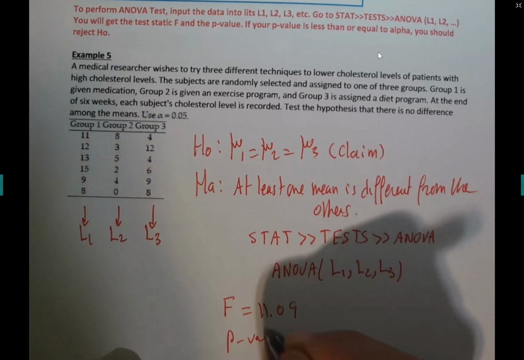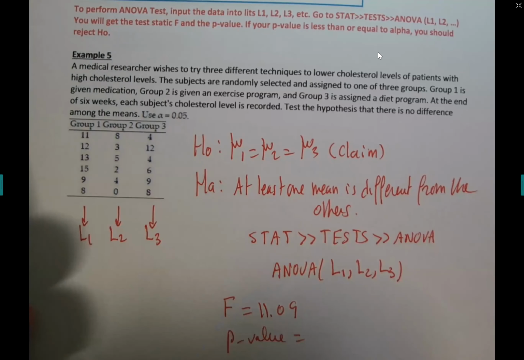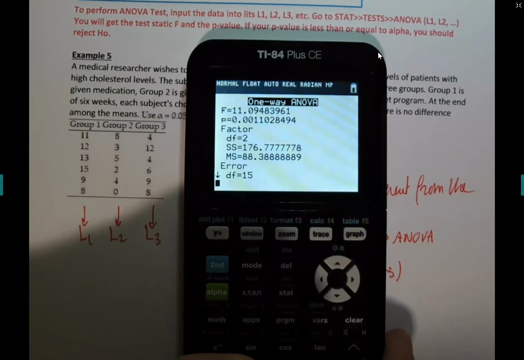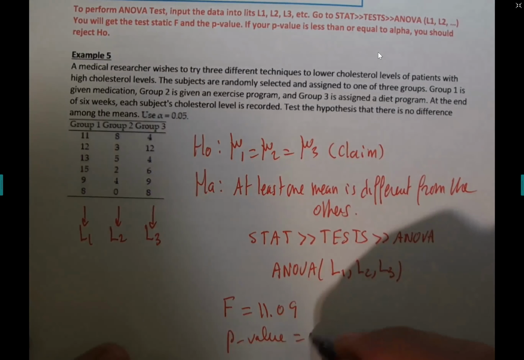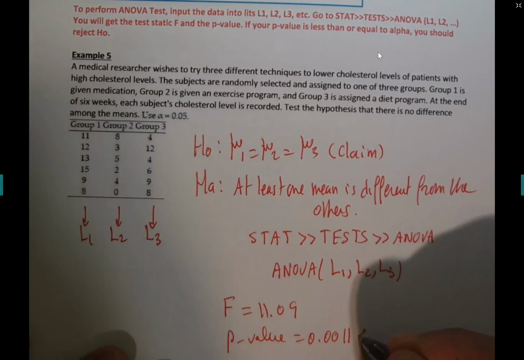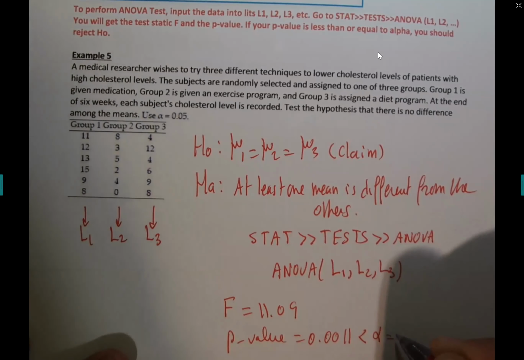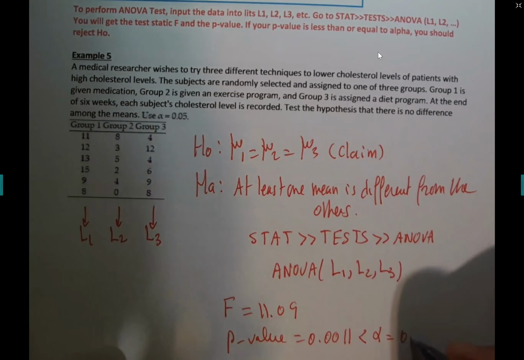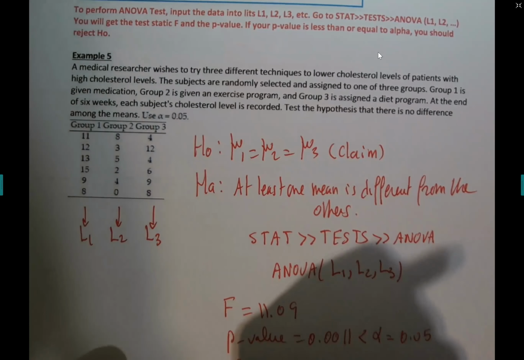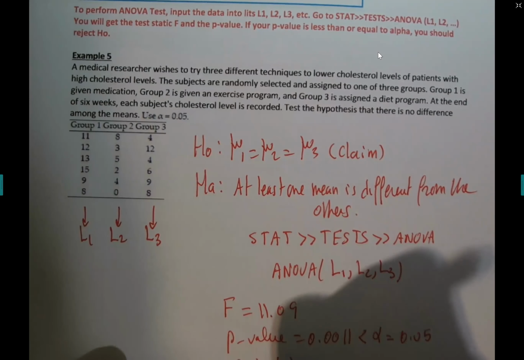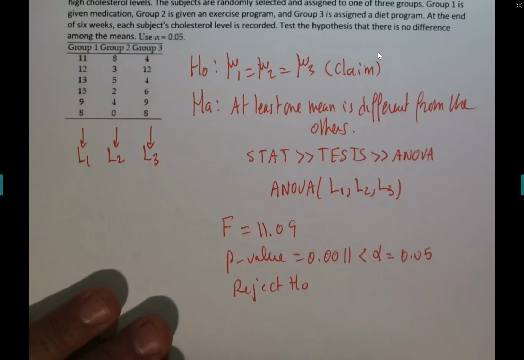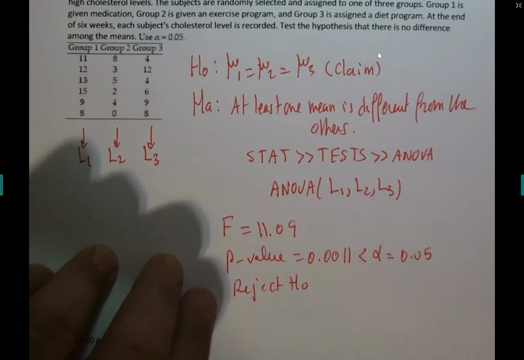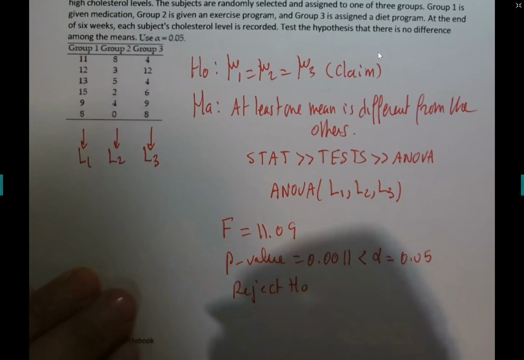P-value, guys, you can see it right here. 0.0011, which is less than alpha, of course, 0.05. Reject H0. And my conclusion, guys, there is enough evidence to reject the claim that there is no difference among the means.